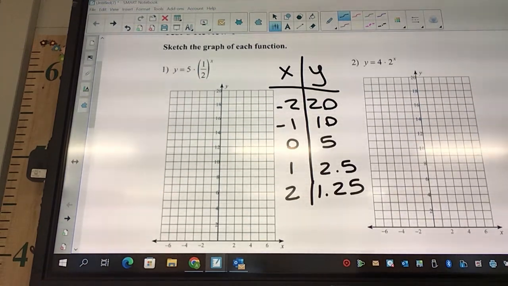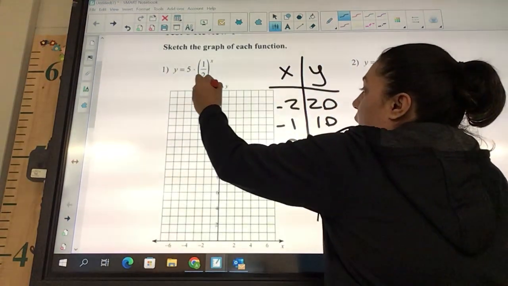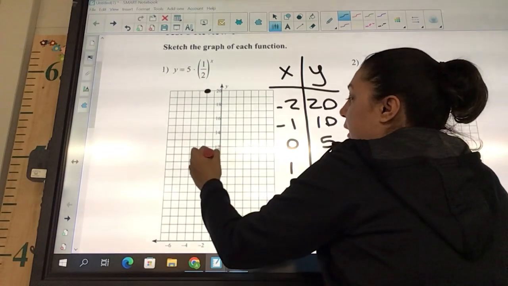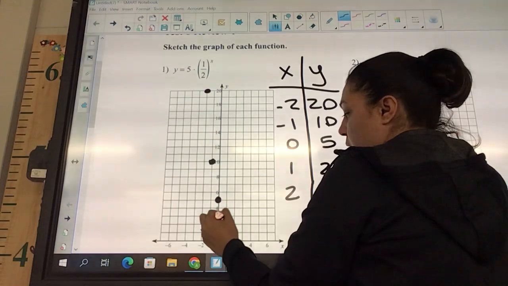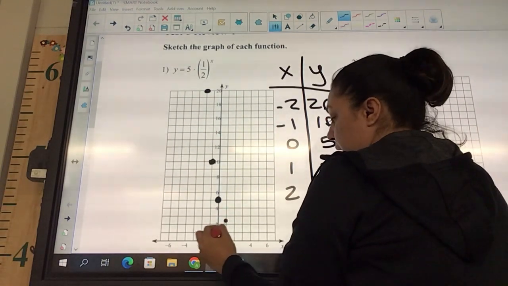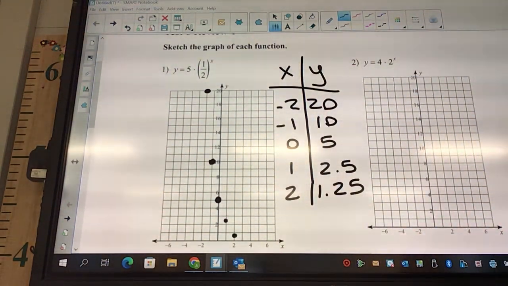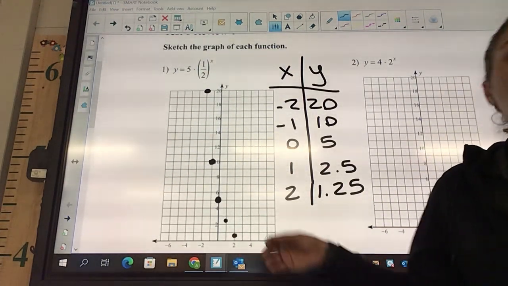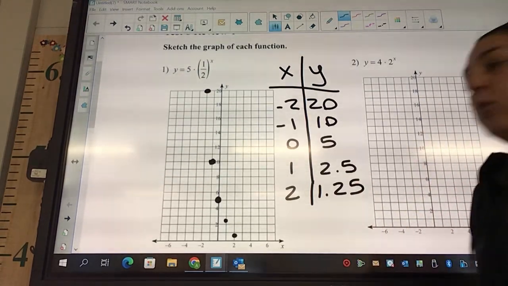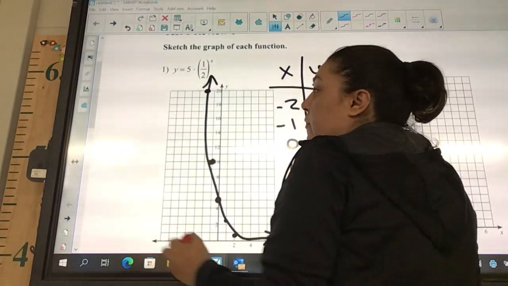Okay, so, and then we go through and plot these. So at -2, we're going to go to 20, and then we're going to go over 1, and then go to 10, and go over 1, and go to 5. You're going to go over 1 more, and go to 2.5, and then 1.25. Okay, and the dots don't need to be perfect, because you really can't tell where 1.25 is. It should be somewhere around 1, okay? And then we're going to draw our little line and make 2 arrows, okay?